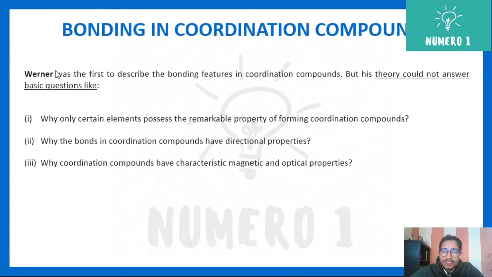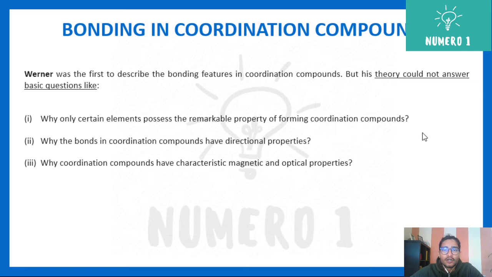So Werner was the first one who gave a basic idea about coordination compounds, but still he could not answer a few basic questions. The first question: why do only certain elements possess the remarkable property of forming coordination compounds? Second, why do the bonds in coordination compounds have directional properties? Third, why do coordination compounds have characteristic magnetic and optical properties? These were some of the questions which were unanswered by Werner's theory.